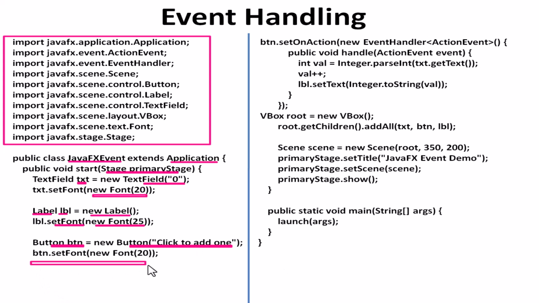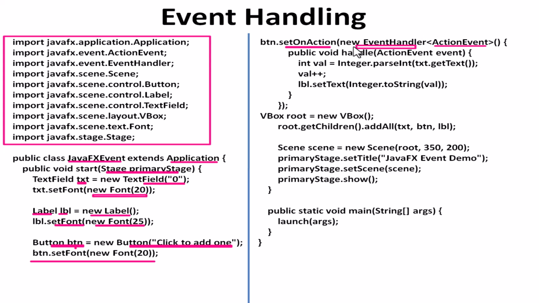So button dot set font 20. 20 is the size of the particular font. Click to add one. By using a button object, btn is a button object, and we call set on action. So the event handler, where we are using a generic event, action event. Whenever you are using this kind of symbol, we will be using generics.